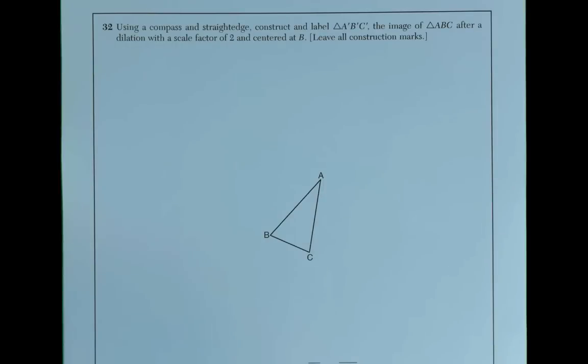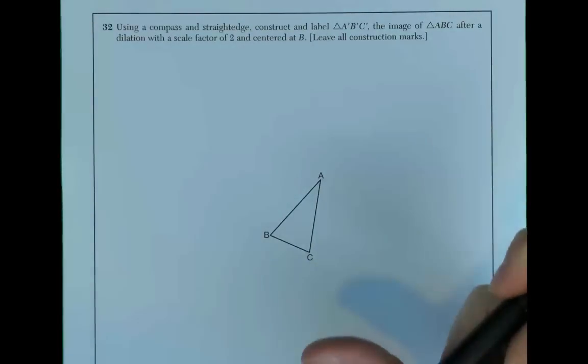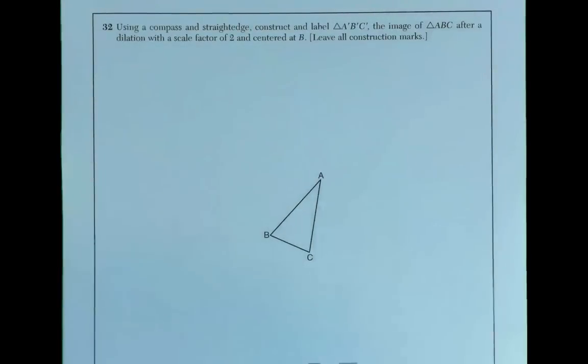So the question says, using a compass and straight edge, construct and label triangle A prime, B prime, C prime, the image of triangle ABC after a dilation with a scale factor of 2 and centered at B. Leave all construction marks. So basically we're trying to take this little triangle and we're going to dilate it, or make it bigger, by a scale factor of 2 centered at B.